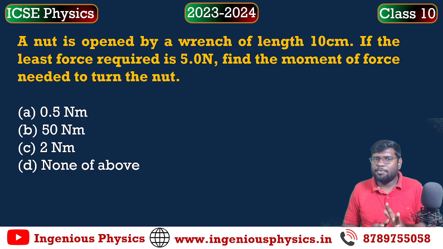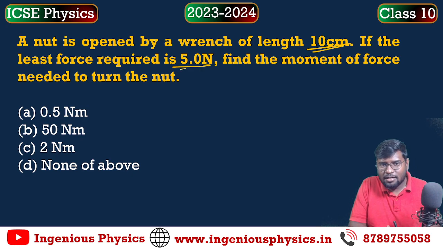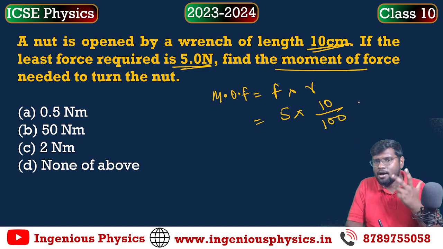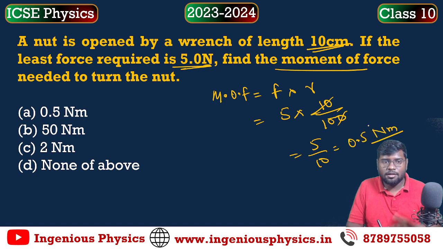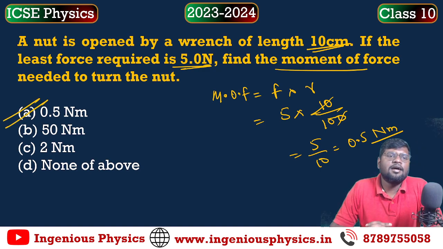Now, this is the numerical. The nut is opened by a wrench of length 10 centimeter. What is the length? 10 centimeter. If the least force required is 5 Newton, find the moment of force. So the moment of force can be represented by F into R. So what is the force? 5.0 Newton, and it is 10 centimeter. We have to divide it by 100. So finally we have 5 upon 10. So the correct answer will be 0.5 Newton meter. Let us find this value in option. So the option number A is correct, right?